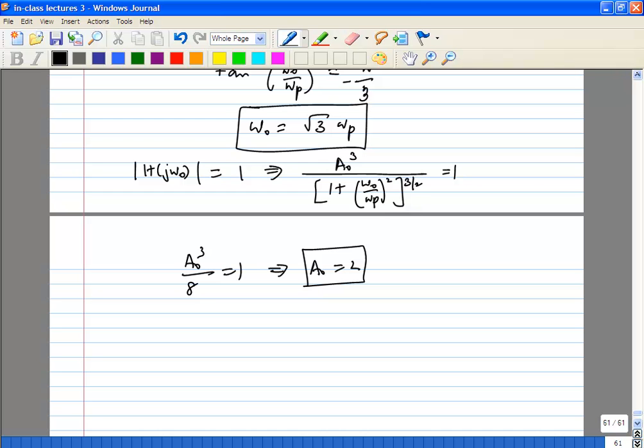Okay. So now what happens if you design A naught not equal to 2? What will happen? Are you sure? A naught greater than 2, it might. Why?